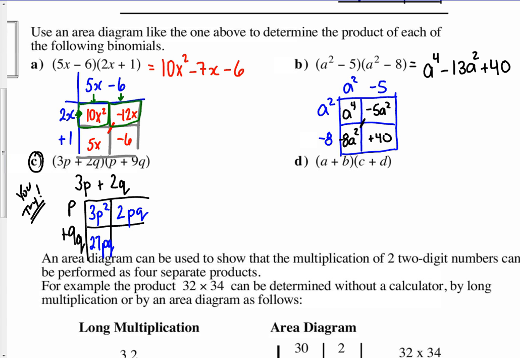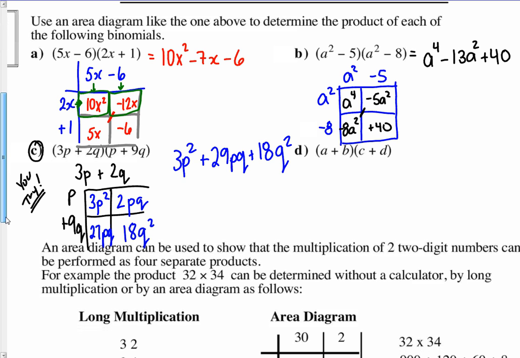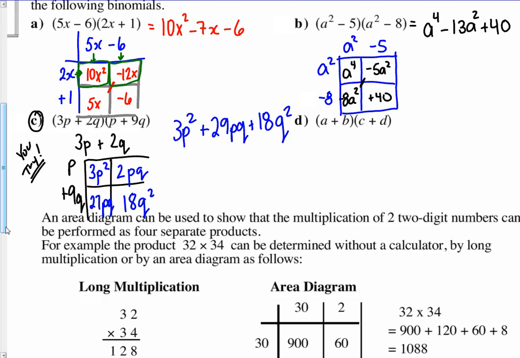Oh, I didn't line mine up very nicely. Okay, did you get 3p squared plus 29pq plus 18q squared? Yay! PQ. There wouldn't be a PQ squared. We keep the same variable, right, and just add the coefficients.